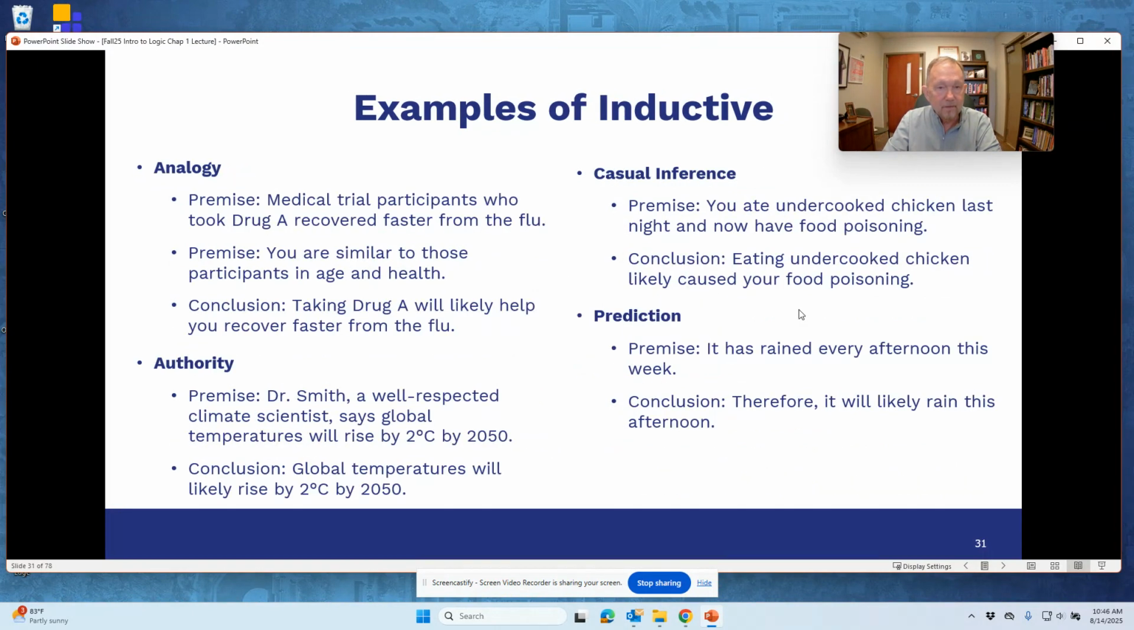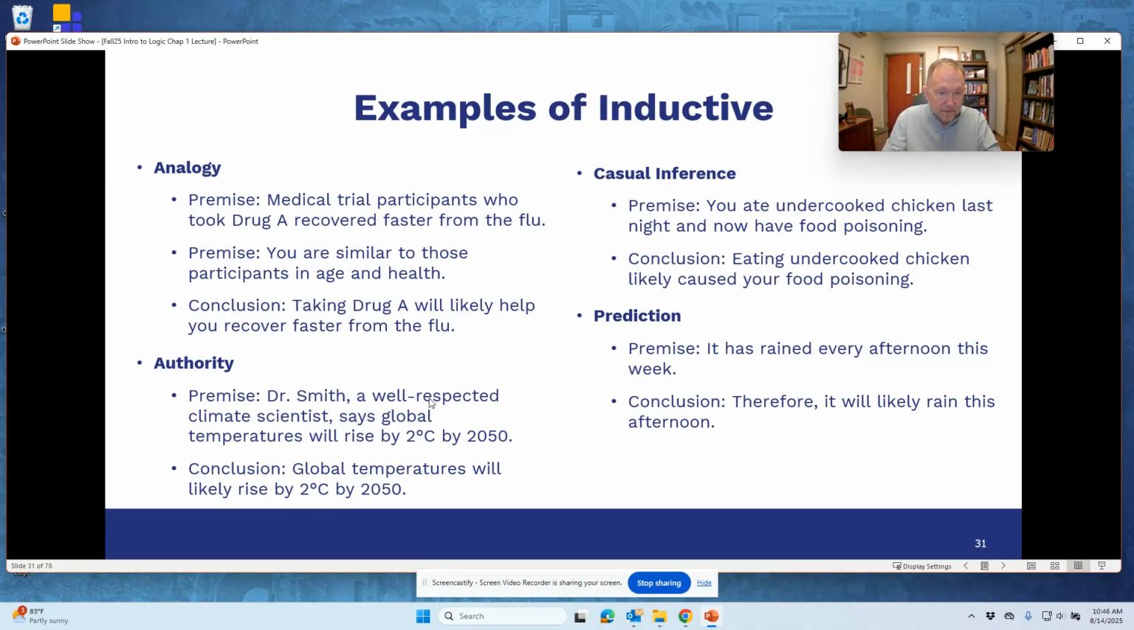All right. Here are some inductive categories. We did analogy, right? Medical trial participants who took drug A recovered faster from the flu. You are similar to those. So it's an analogy, you are like them. Therefore, you should take drug A because you'll probably recover faster. Now, it's not absolutely for sure because we don't know. You weren't in the test, but we're basing it on similarities.